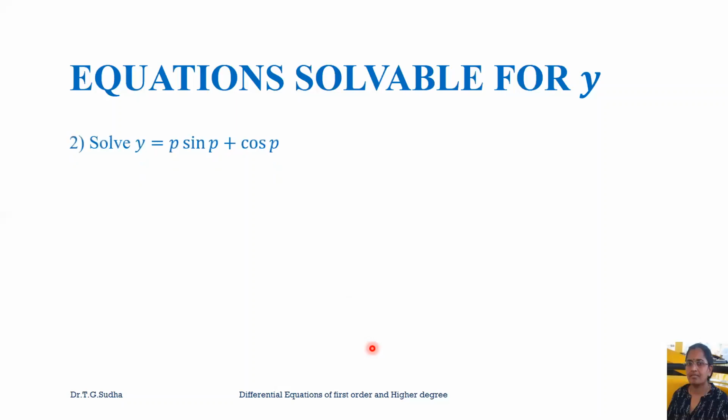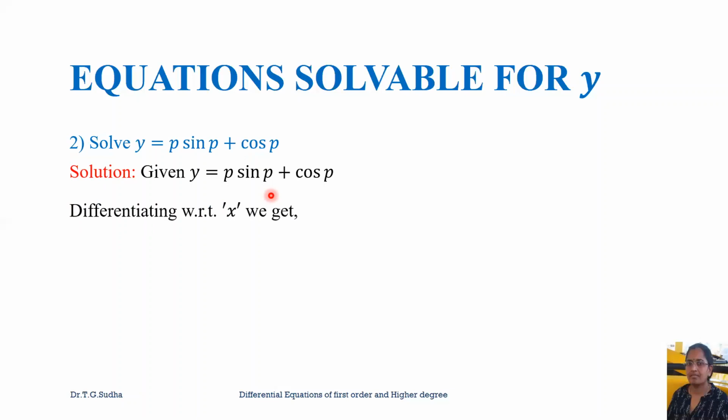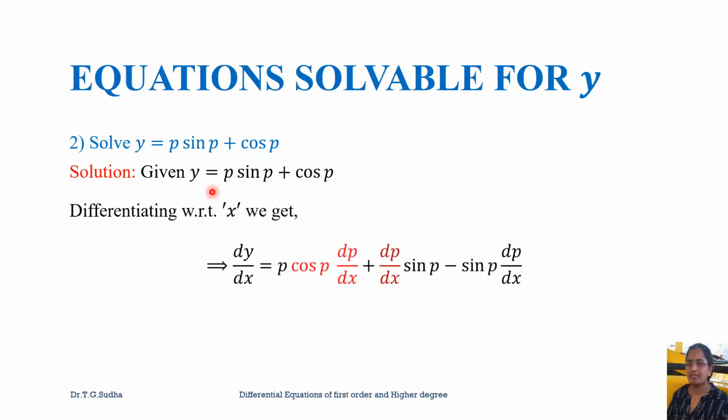Let us solve one more example. Solve y is equal to p sine p plus cos p. So here y is entirely a function of p alone. It is already expressed as y is equal to a function of p. Now let us differentiate this with respect to x. We get dy by dx on the left hand side, and on the right hand side we have p into sine p, a product of two functions. So let us use the product rule.